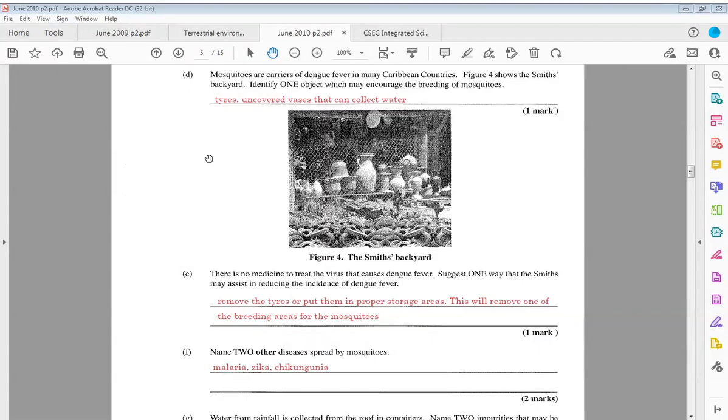Figure 4 shows the Smiths' backyard. Identify one object which may encourage breeding of mosquitoes. From this we're seeing a lot, but the main thing that stands out is the unattended tires that they just have spread here. There's also a lot of vases with no covers. So if it collects water, then this could be a problem here.